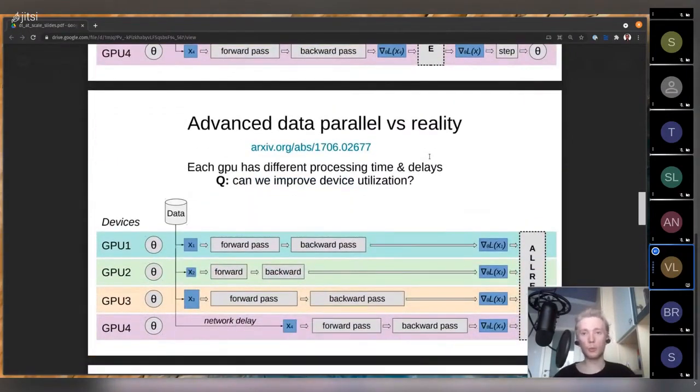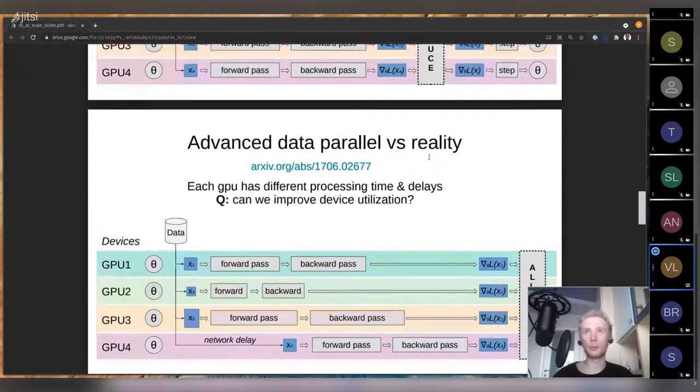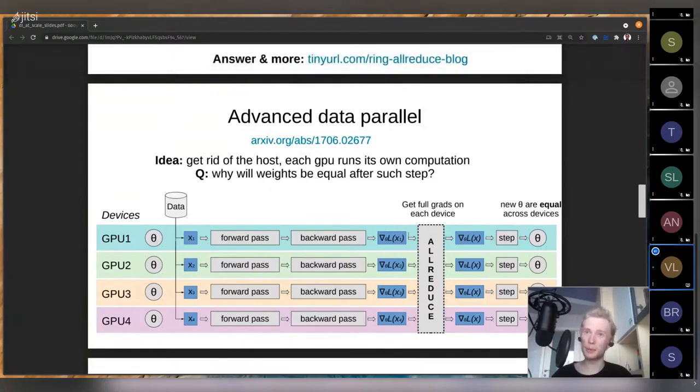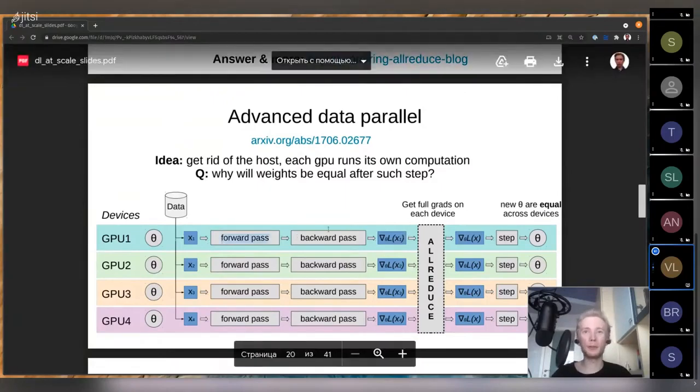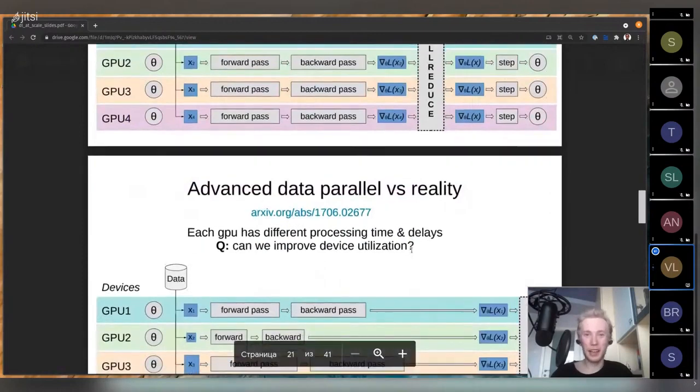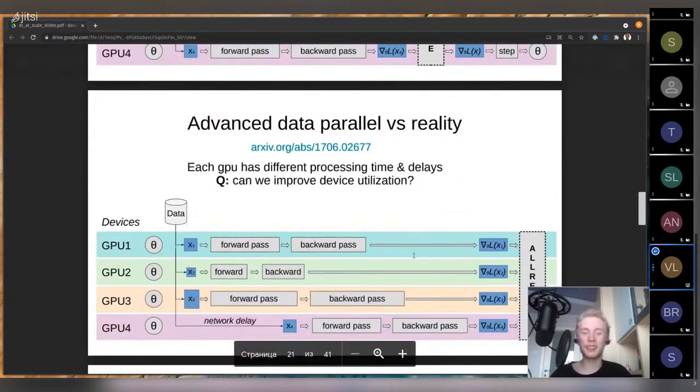Now, one issue that we haven't addressed yet with this is that they are not. So this is the beautiful picture that implies that everything happens at the same speed. Forward pass, backward pass, we've got the result, and each GPU has got its result at the same time, at the same exact moment. And this is not what typically happens.